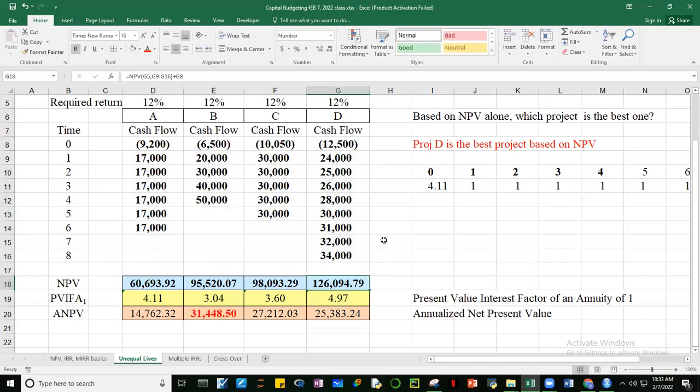But because they're different terms, then we have to annualize them, guys, by computing for the present value interest factor of an annuity of 1, and then divide natin, and then these are now the annualized net present value.